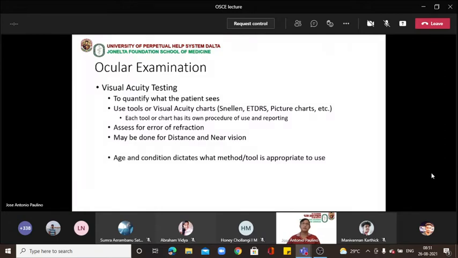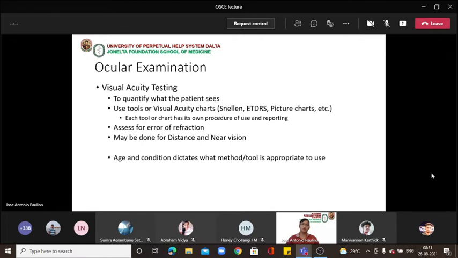However, if a patient is over 40 to 45 years old, we must test both the distance and near vision, because the near vision will be affected by a condition called presbyopia, which means they may have very good vision at distance. However, because of their aging lens, they lose the ability to accommodate. So they may have 20/20 vision at distance, but their near vision is 20/200. So make sure to test both distance and near vision for patients who are older than 40 to 45 years old.